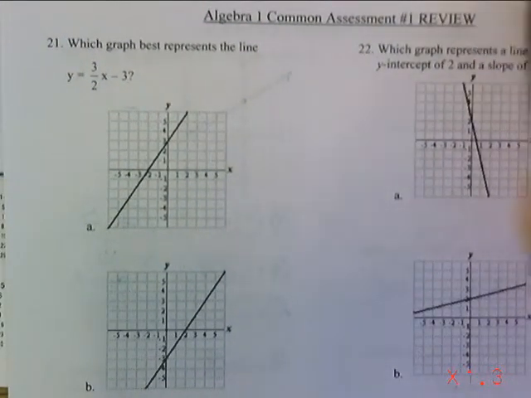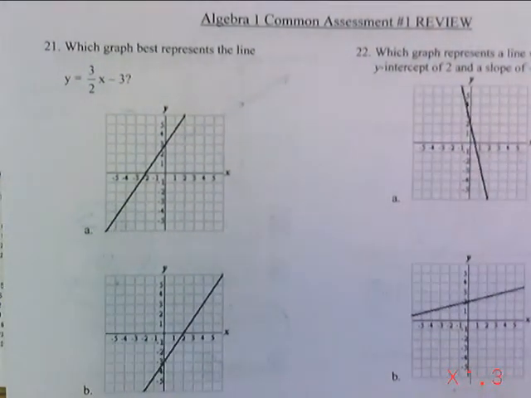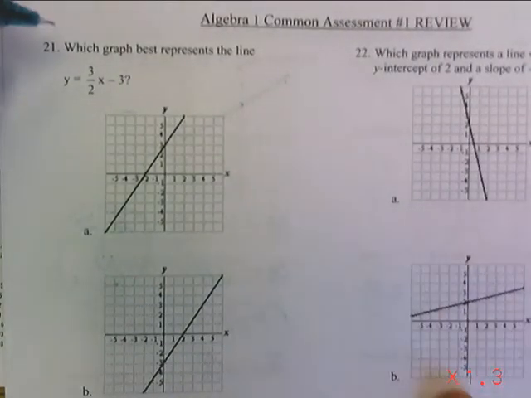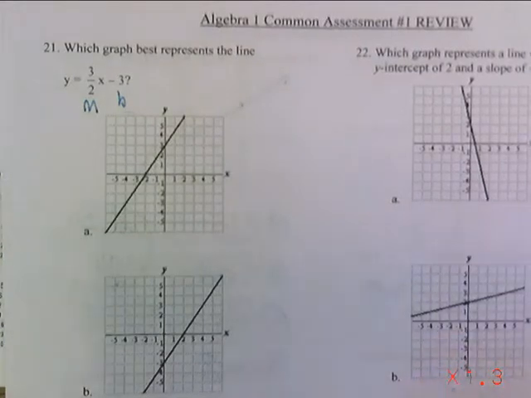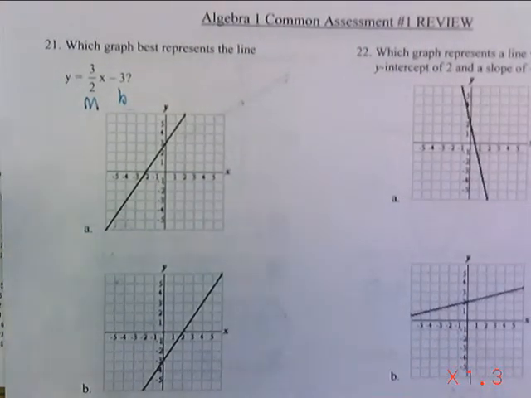Here's your quiz review for numbers 21 and 22. It's asking y equals 3/2 x minus 3. This is your slope, and this is your y-intercept. Since it's multiple choice, we can eliminate some choices.